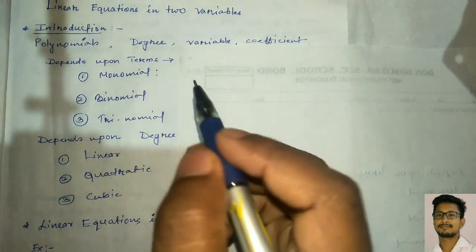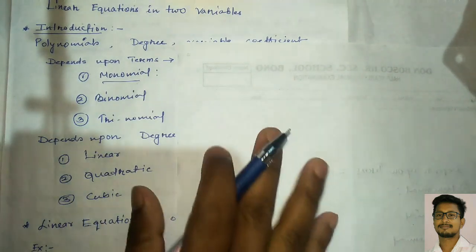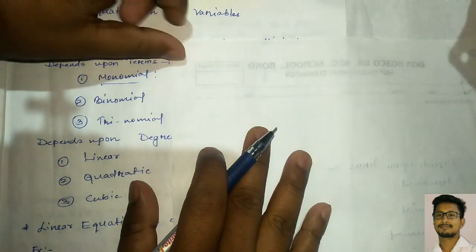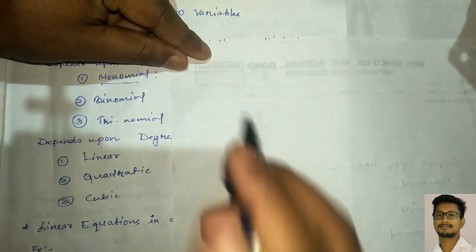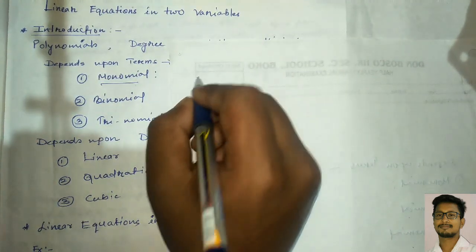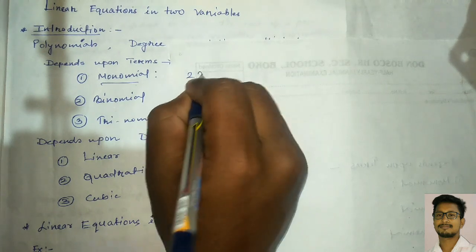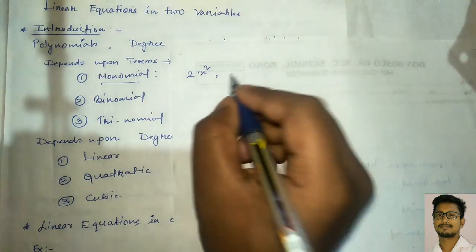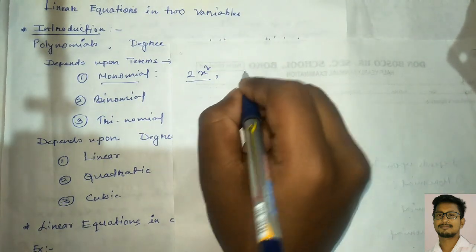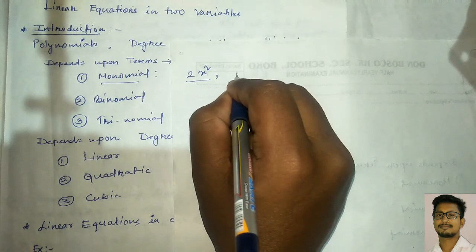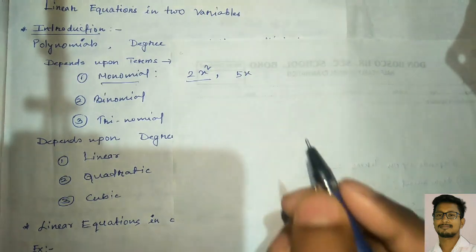So now, depending upon the number of terms, we classify the polynomials. When there is only one term, we say that is a monomial. You can give the example 2x square. This is a monomial since it has only one term. We can take another example, 5x. So this one is also a monomial.